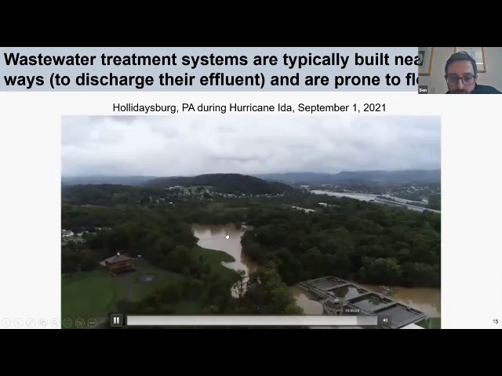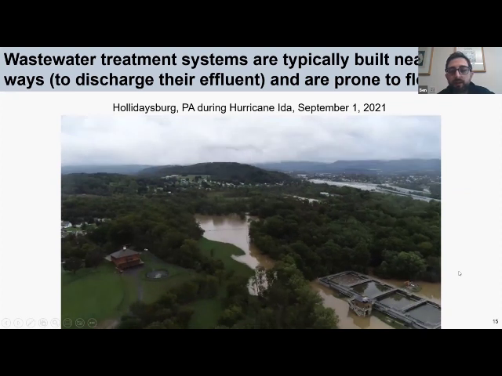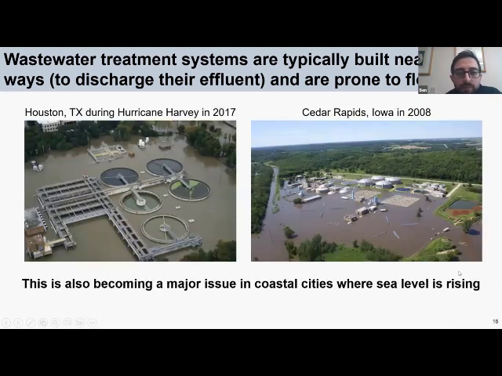There's another good image here where you can see the treatment plant and the stream that has just engulfed it. And this is common, not just in the northern United States, but all over the place. Where you have large storm events, these wastewater treatment plants can become drowned or flooded with this water.